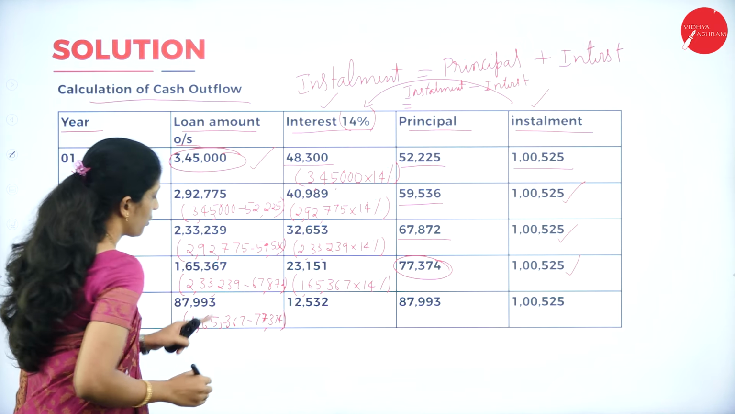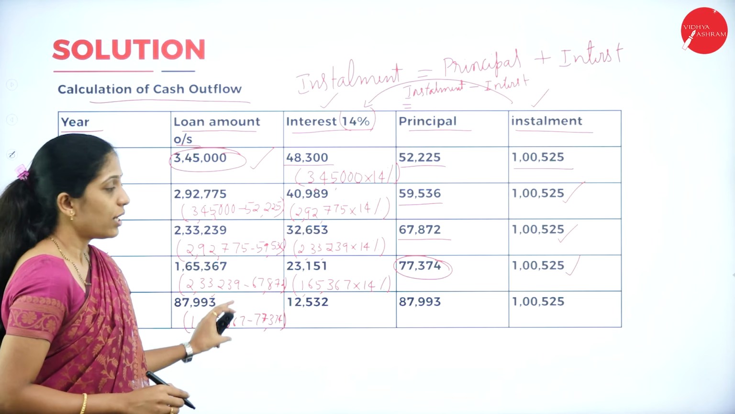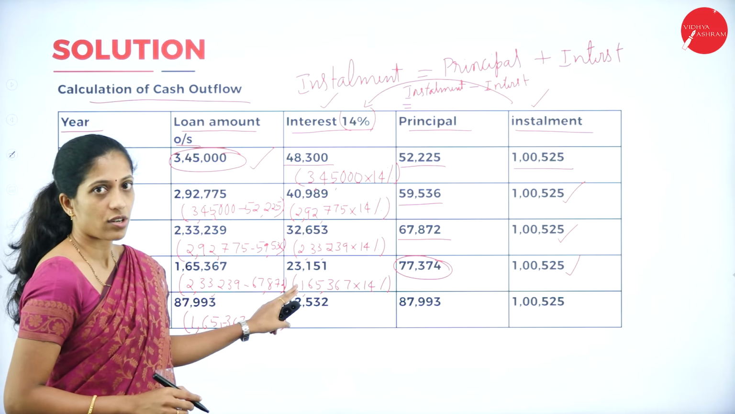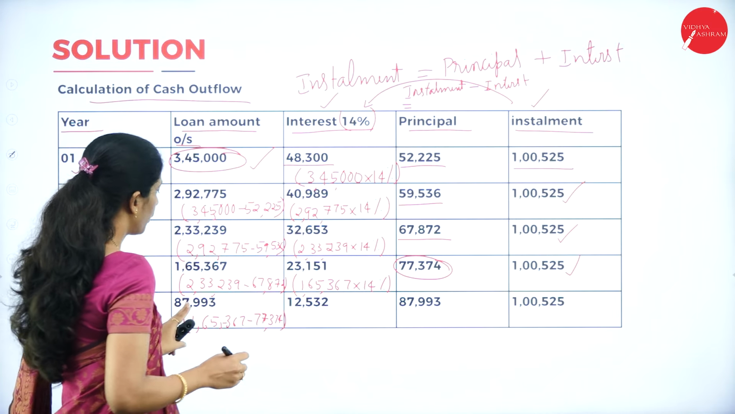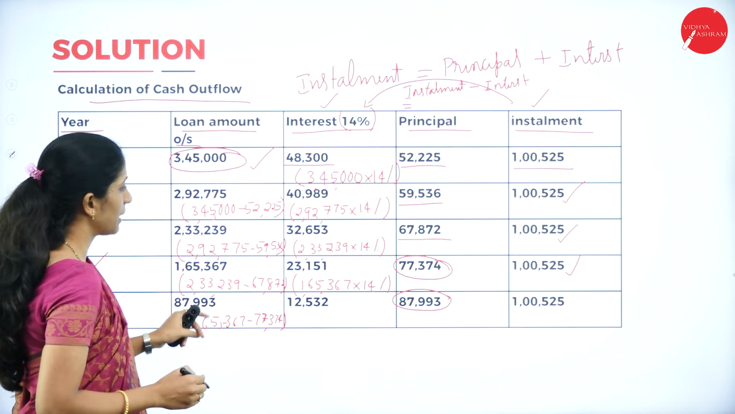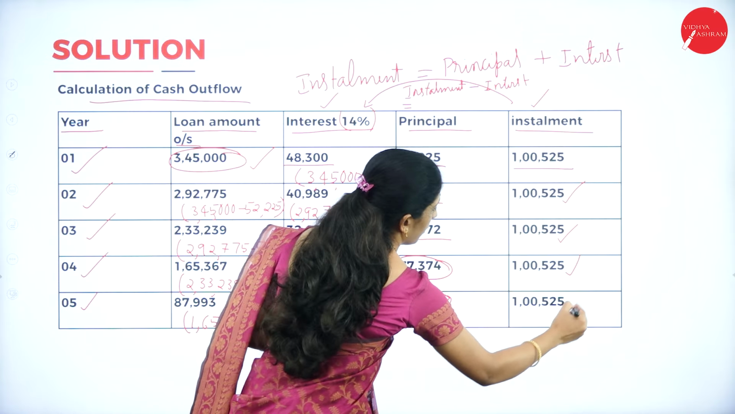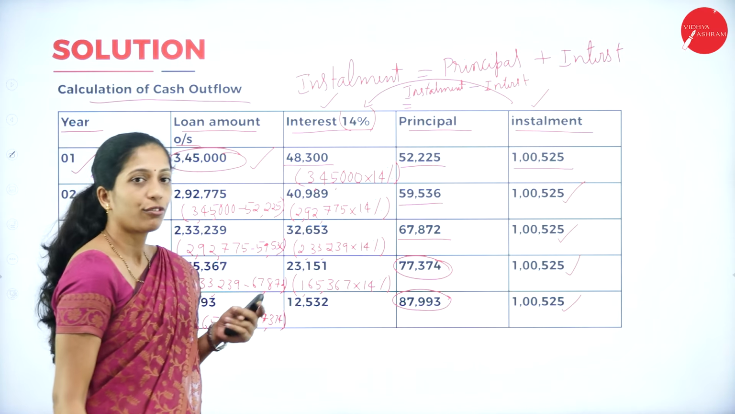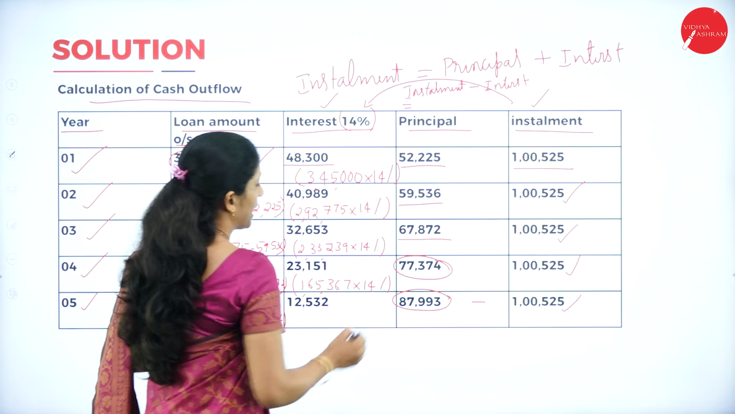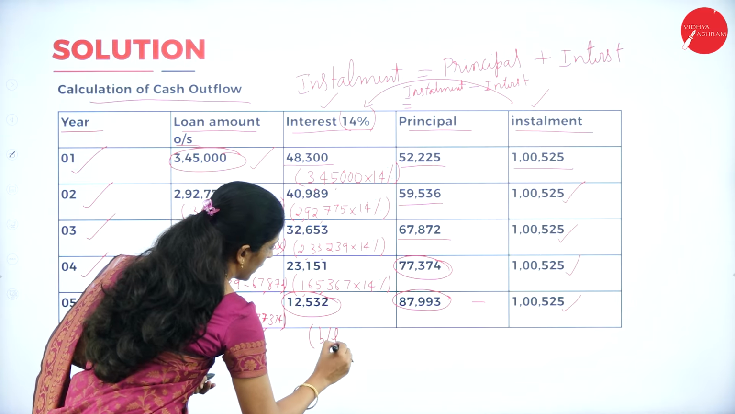77,374. So 87,993 is the amount payable. Now in the last year, you are not going to calculate this 14% interest. So how to calculate? Here the principal amount will be the same, that is the amount payable, 87,993. Now you know the installment amount of 1,525,000. Installment minus principal, you will get the interest.